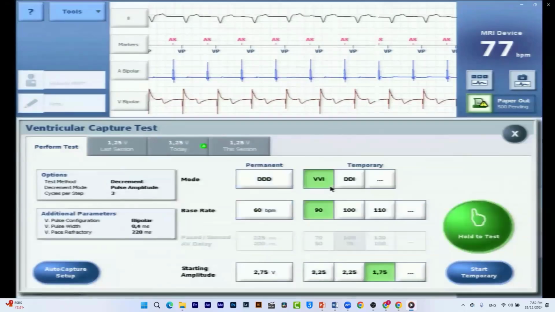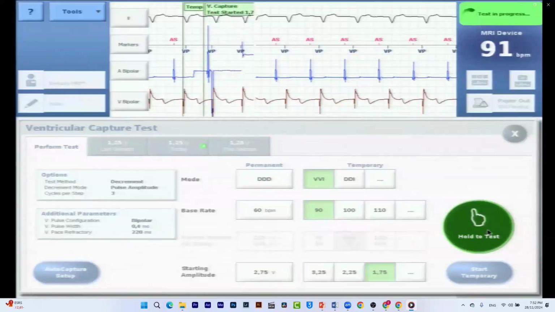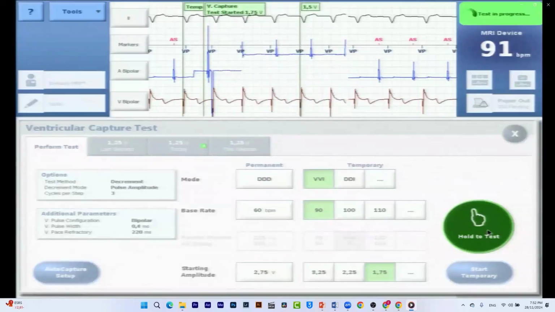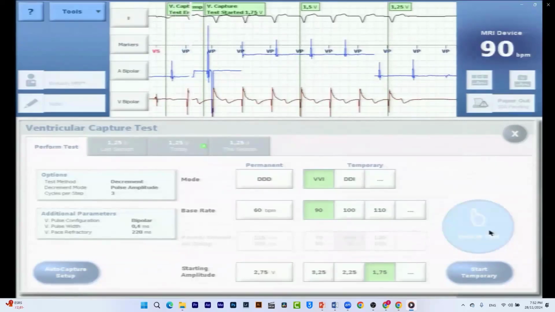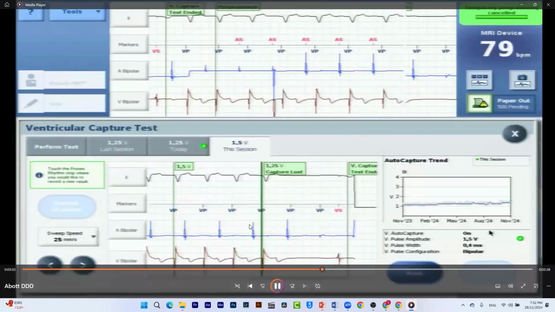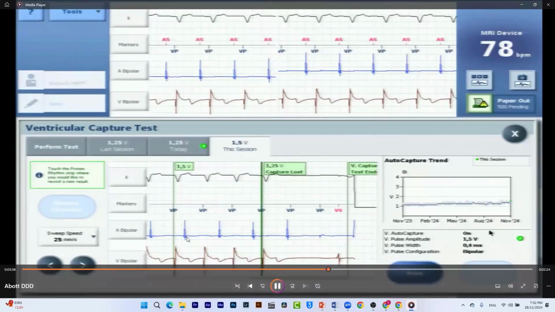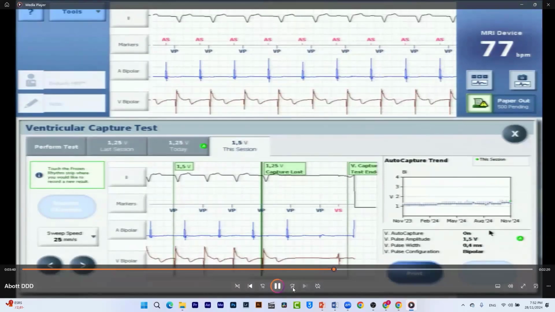Ventricle, I will go for VVI mode and start with 1.75. Also, we can do it by DDD mode, no problem. Okay, lost here. It lost at 1.25, capture lost, and so our threshold is 1.5.